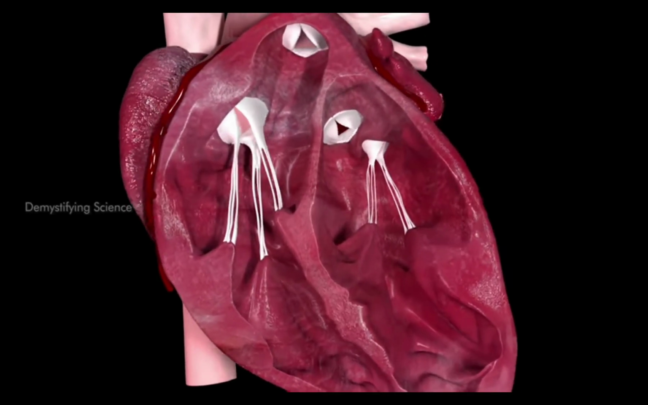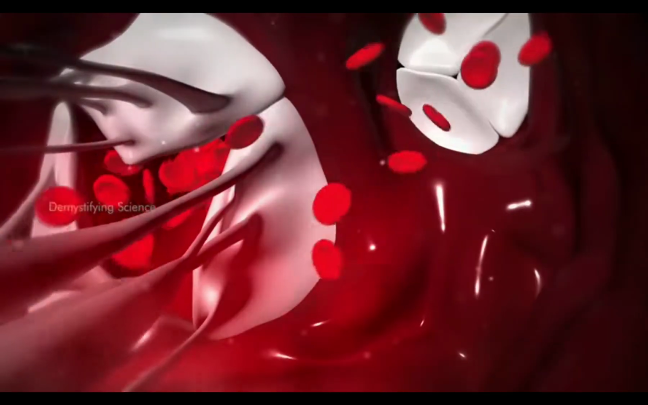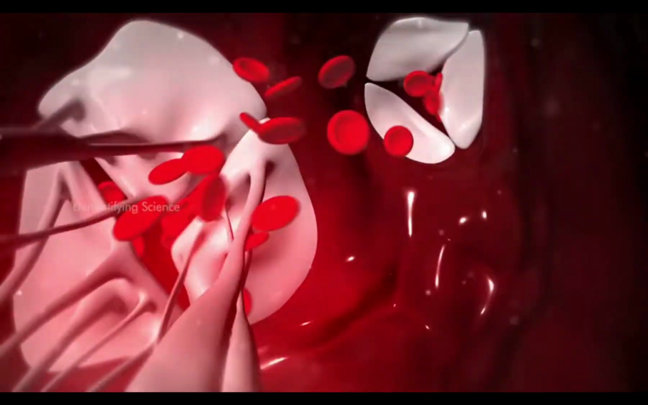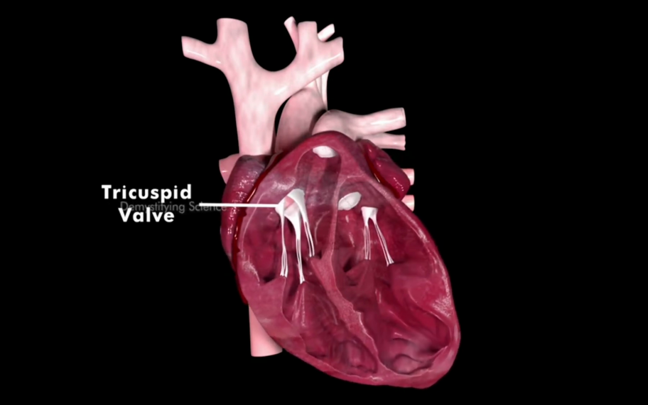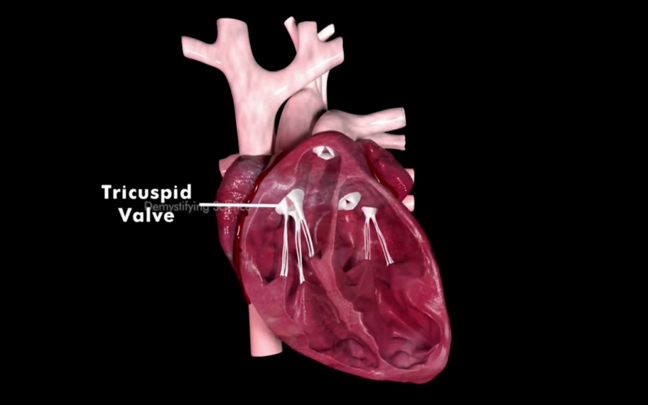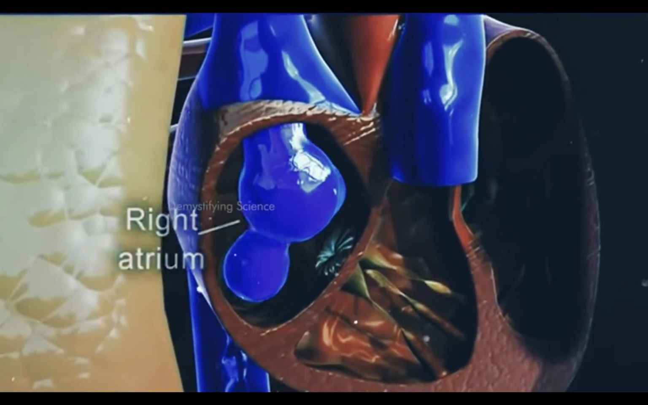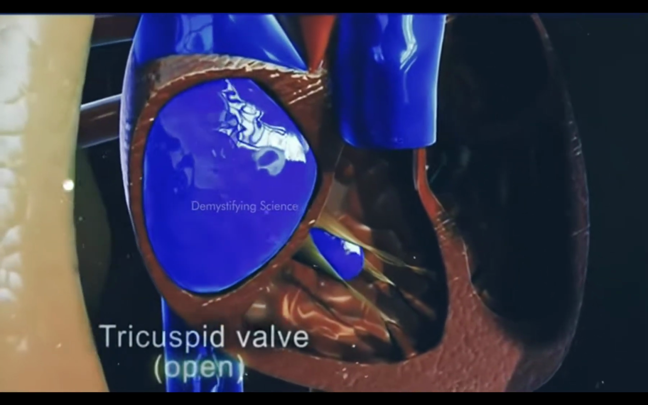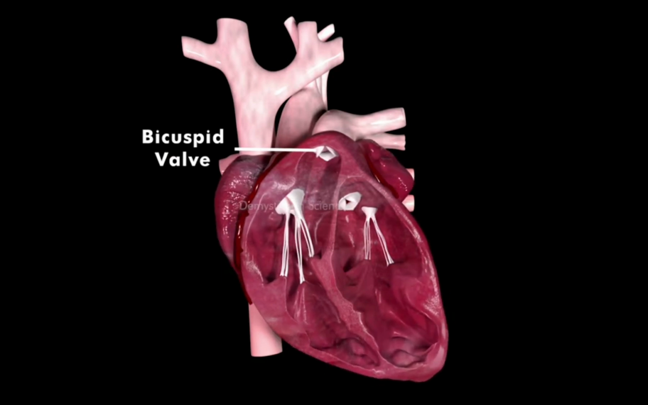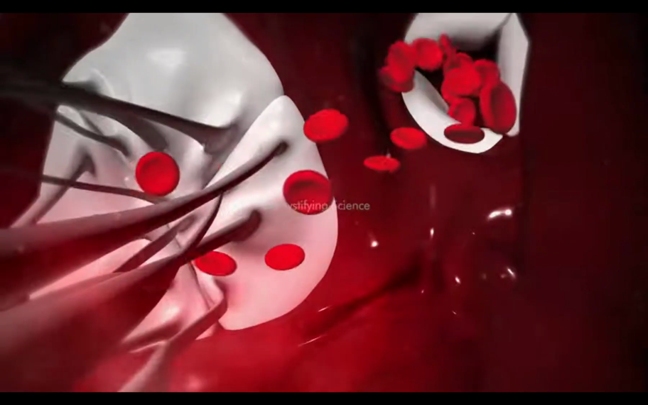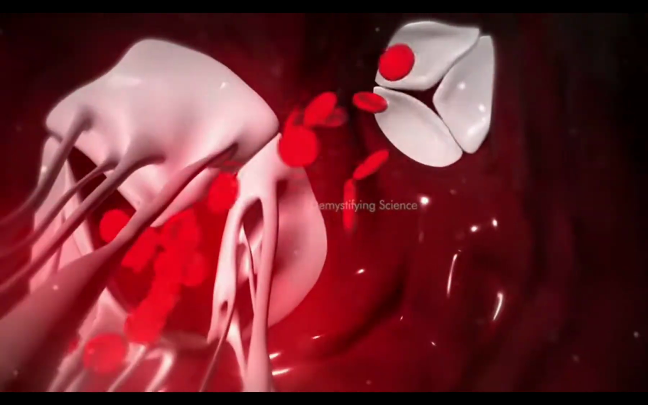Each chamber of the heart is separated by valves that only permit blood to flow in one direction. The tricuspid valve is located between the right atrium and right ventricle, and it opens due to a buildup of pressure in the right atrium. The bicuspid valve is located between the left atrium and left ventricle, and likewise it opens due to a buildup of pressure in the left atrium. The semilunar valves stop the backflow of blood into the heart.